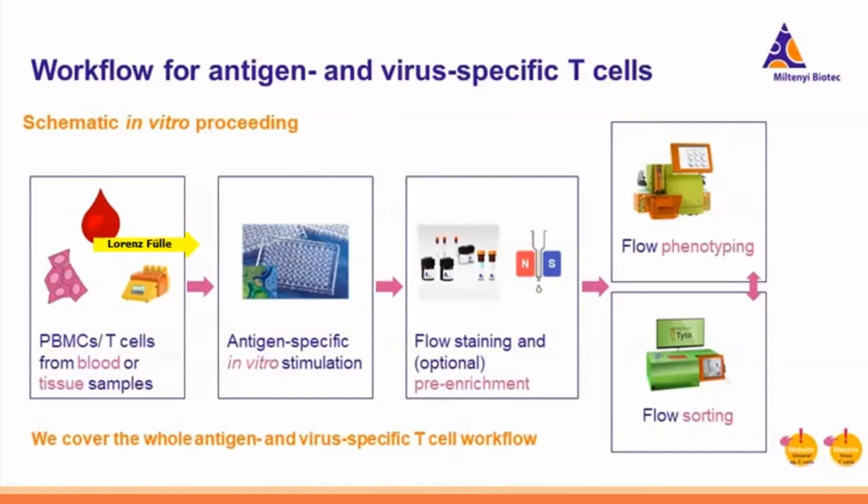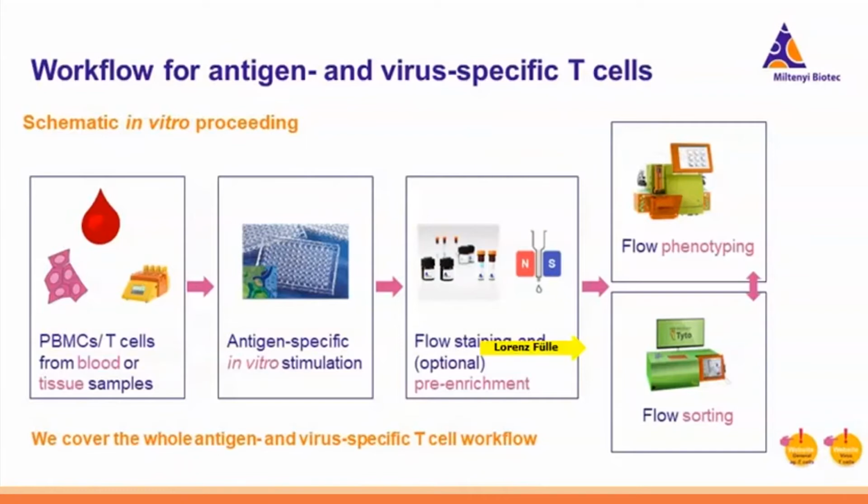Following the stimulation, only the antigen-specific T cells will be activated, and the cells can then be easily stained intra- and extracellularly, for example, to assess their phenotype or also analyze cytokine expression. Before proceeding with flow analysis, the cells could also be pre-enriched magnetically. And then finally, the cells are either analyzed directly via flow cytometry or could also be sorted further on a cell sorter.